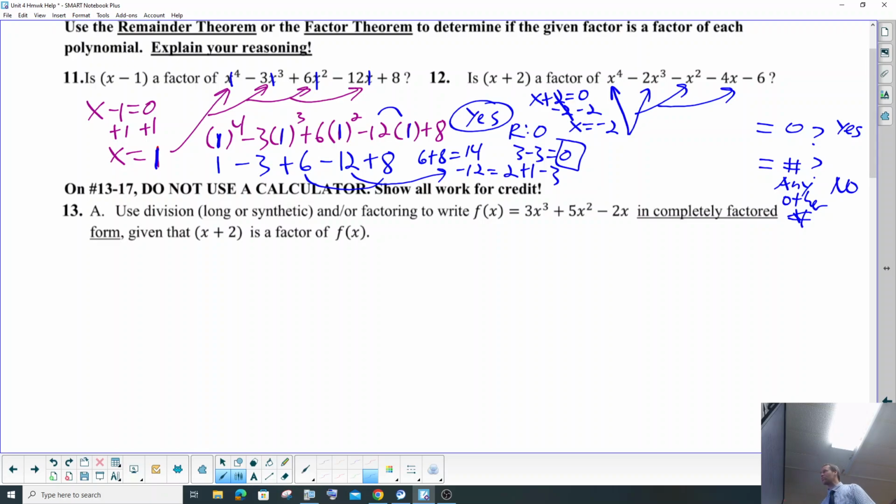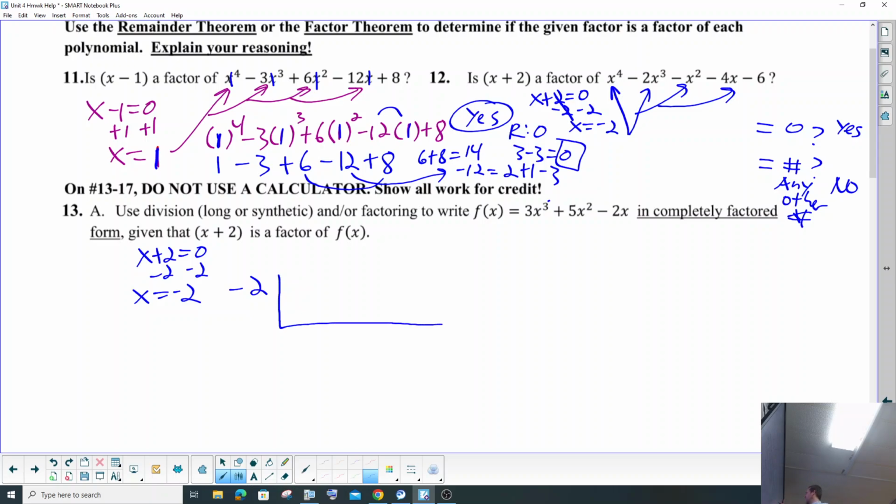Do not use a calculator, and show all work for credit. Use long division or synthetic division, whatever you're better at, and/or factoring to write 3x cubed plus 5x squared minus 2x in completely factored form, given that x plus 2 is a factor. I like using synthetic division. So we set our factor equal to 0 and make it into a root, and we get x equals negative 2. So I'm going to use negative 2 now, upside down house.